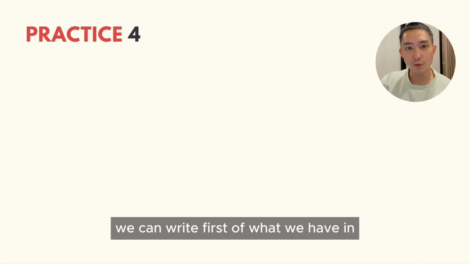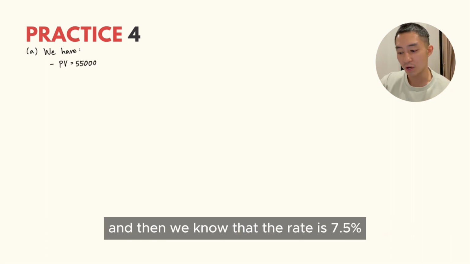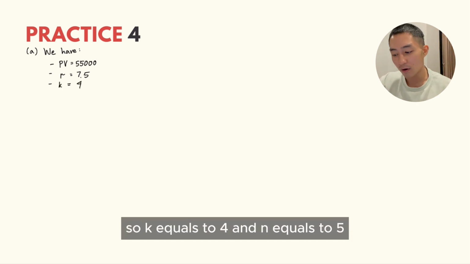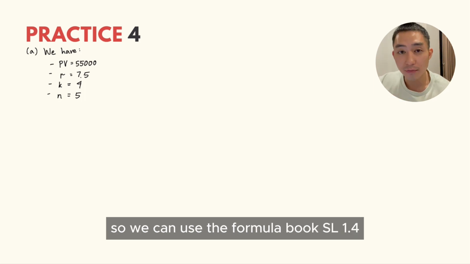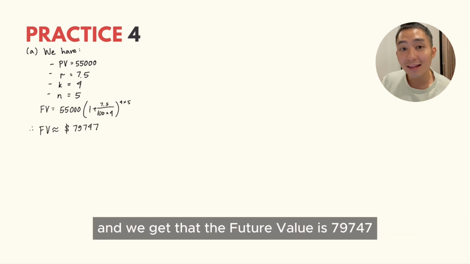We can write first what we have, which is a present value of 55K, and then we know that the rate is 7.5%, with compounding quarterly, so k equals 4 and n equals 5. So we can use the formula booklet, L1.4. We substitute all the numbers and solve that with the GDC, and we get that the future value is 79747.